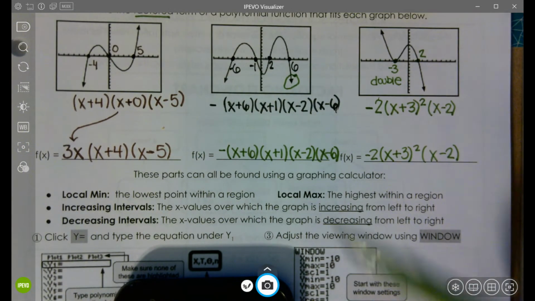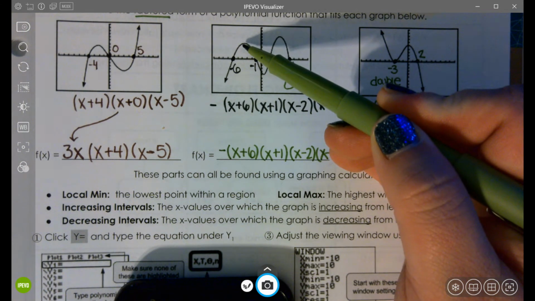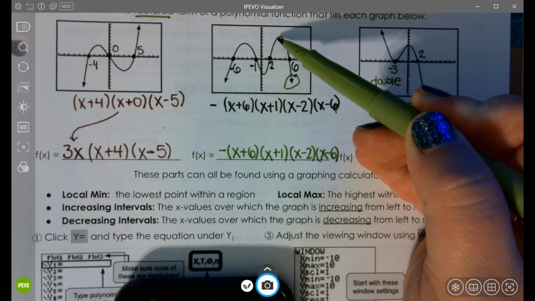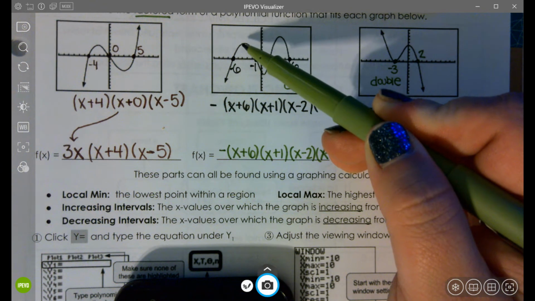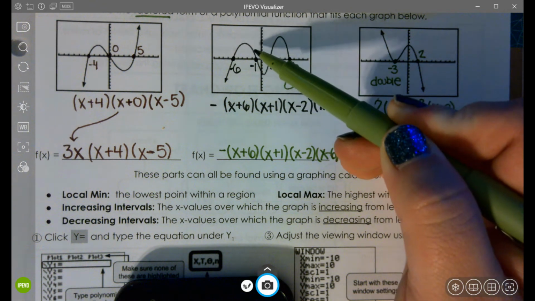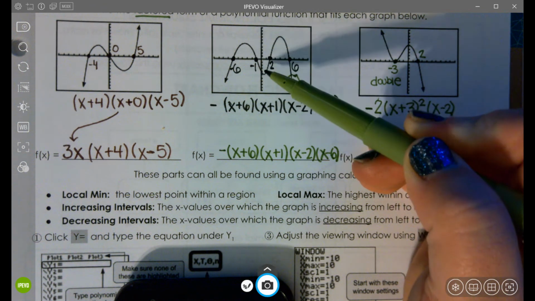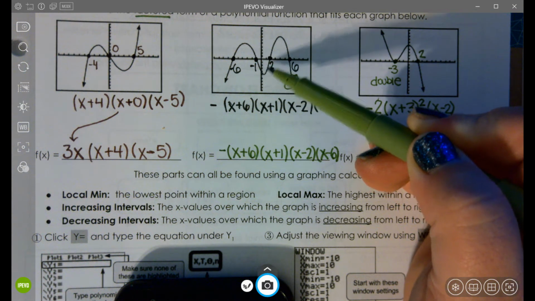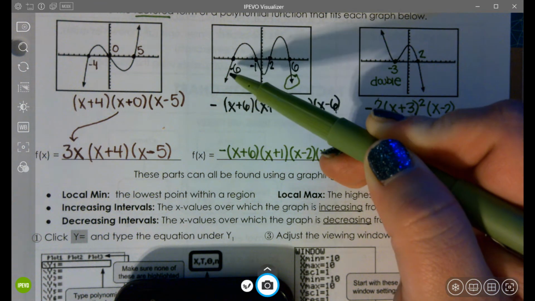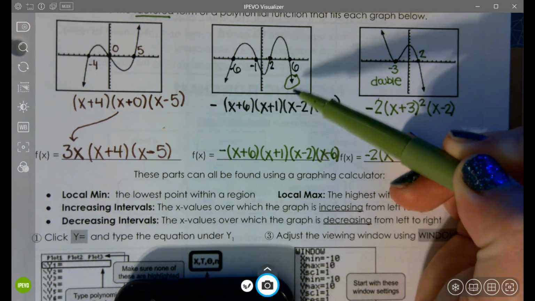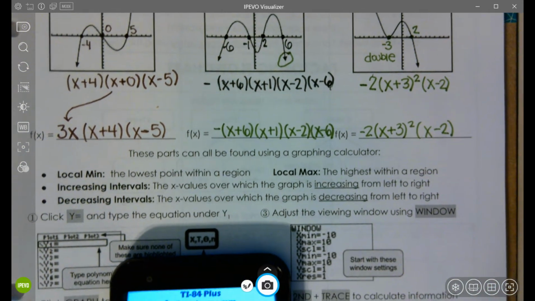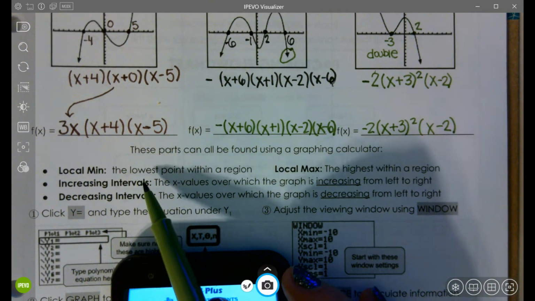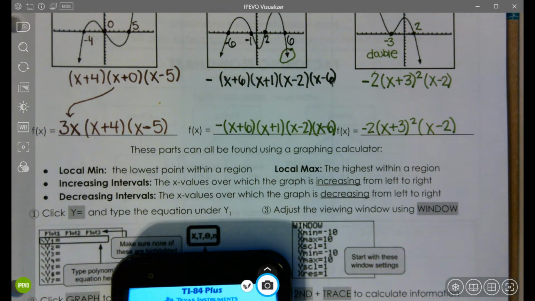What those are going to be is like this point right here. The graph still goes higher over here, but this is the highest part of this area of the graph. It's sort of like a hill. This right here would be a local min because it's the bottom part, even though the graph technically goes down to negative infinity. We can also decide where the graph is increasing and decreasing using our calculator.